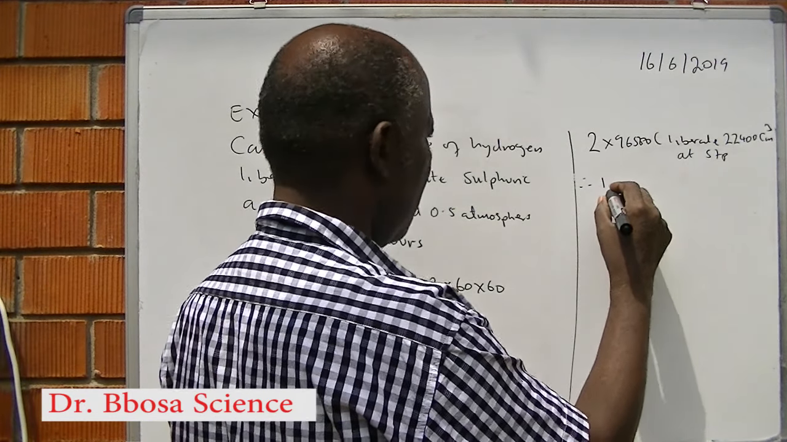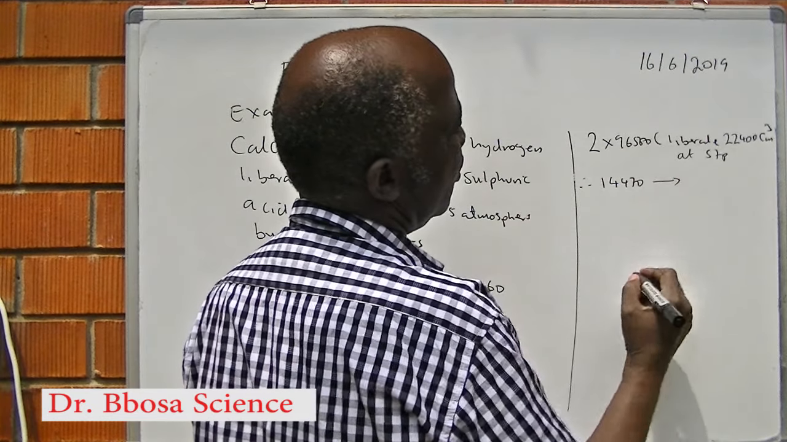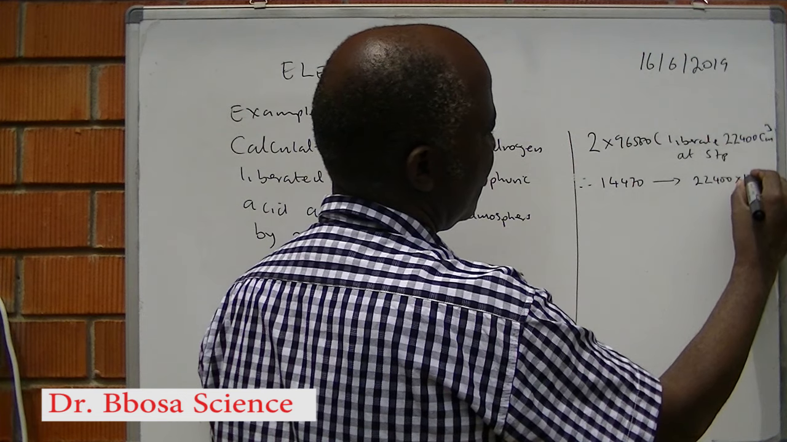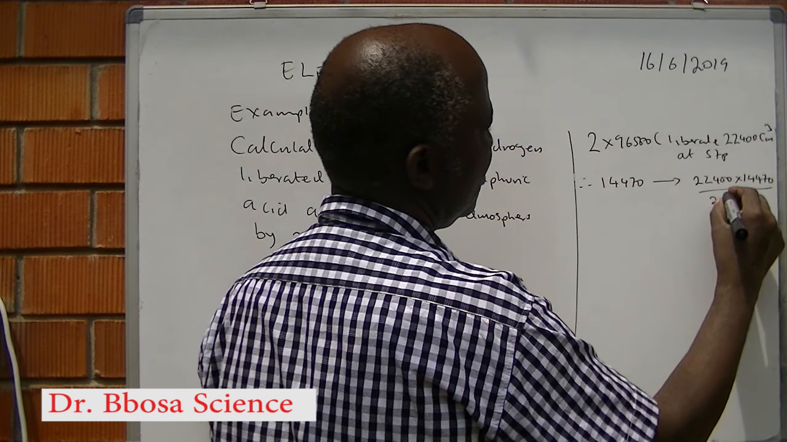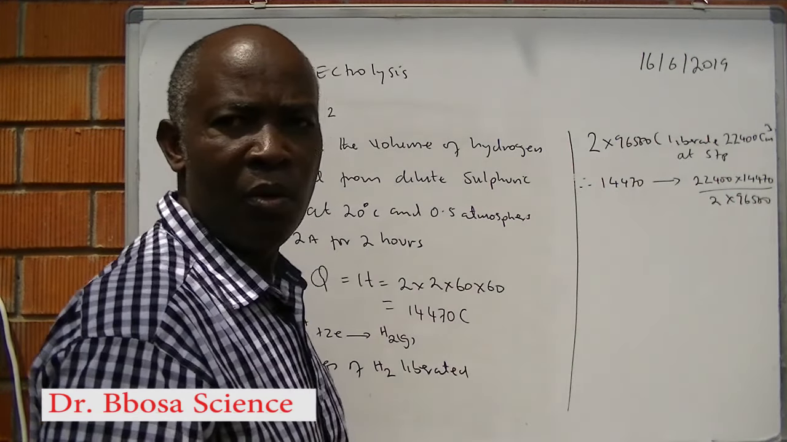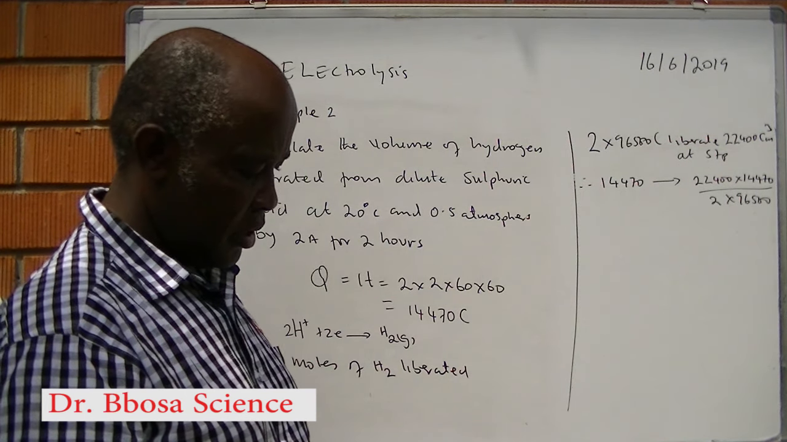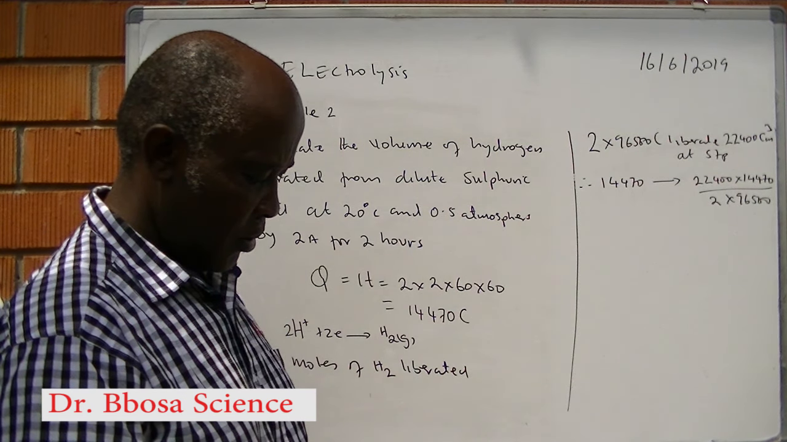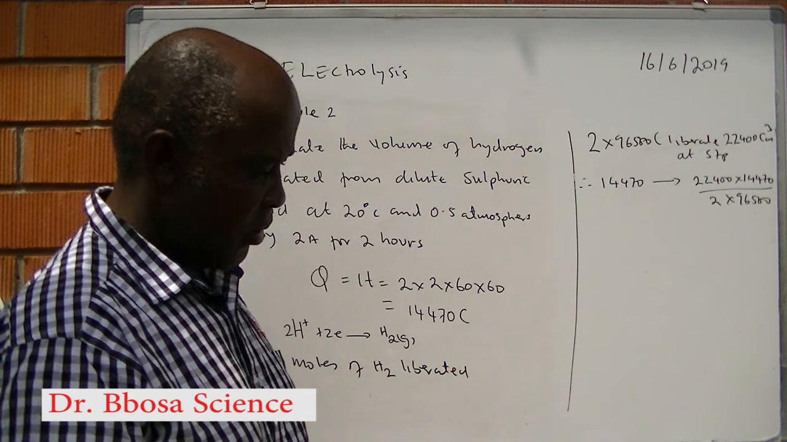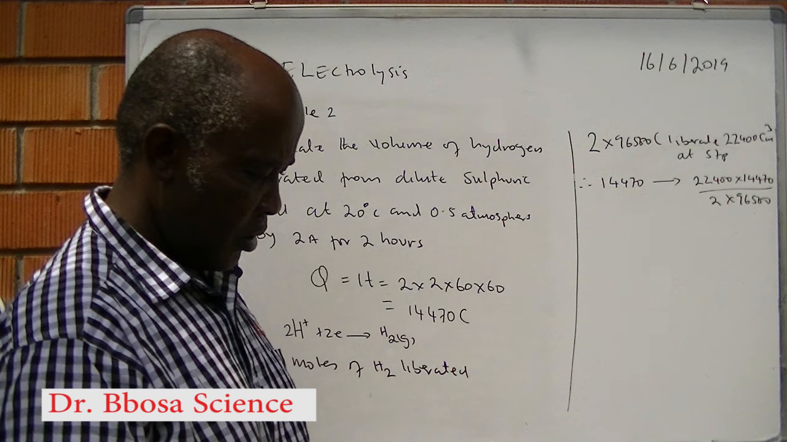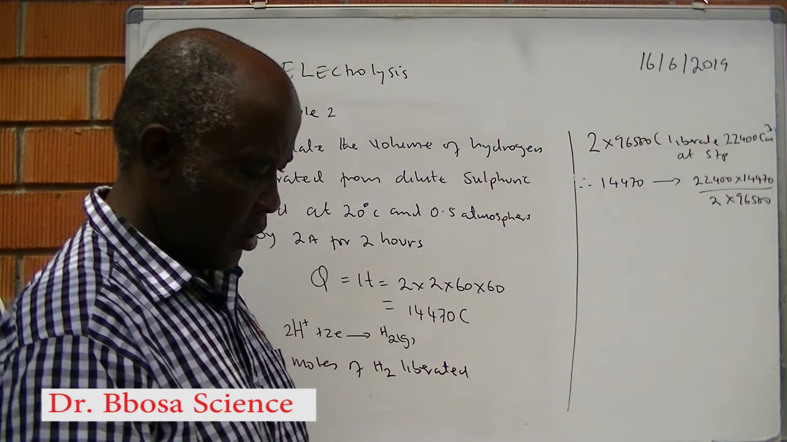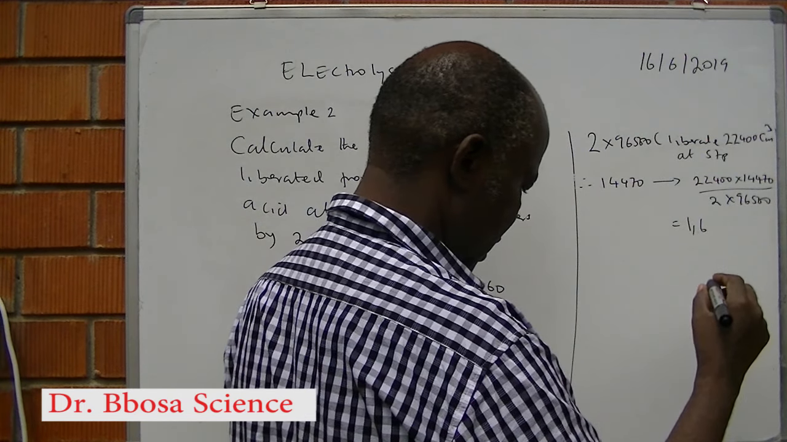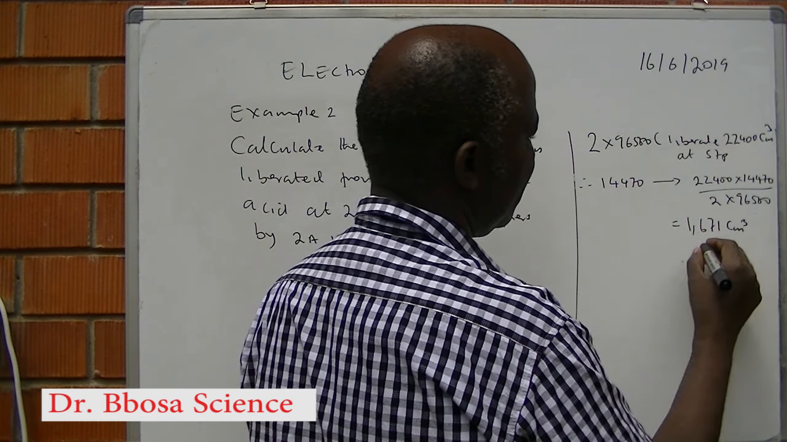Therefore, 14400 will liberate 22400 times 14400 over 2 times 96500, which is equal to 1671 centimeters cubed at STP.